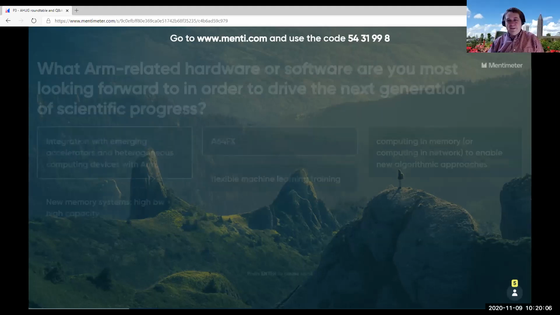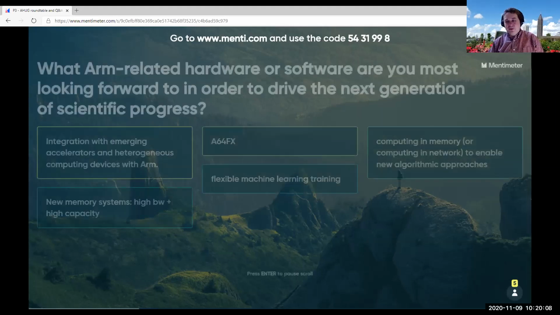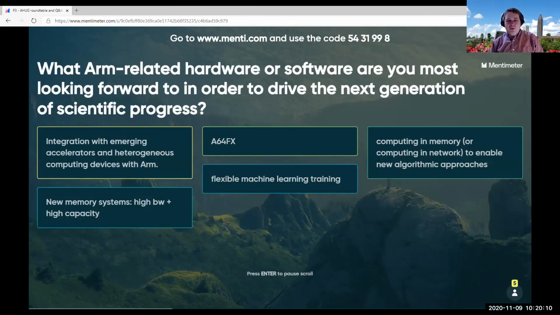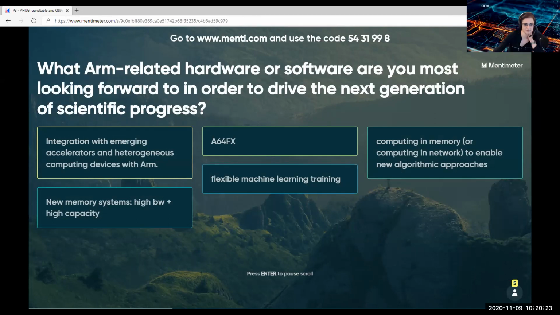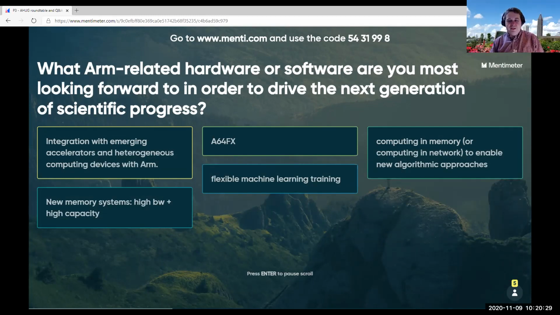Okay. So this is for all the panelists. What type of ARM-related hardware or software are you most looking forward to drive the next generation of scientific progress? We have a couple suggestions here from attendees and panelists. Maybe this is a good place to pontificate on SVE plus ML. Roxana, do you want to start off with this one?